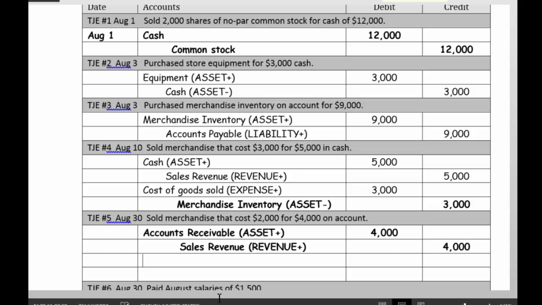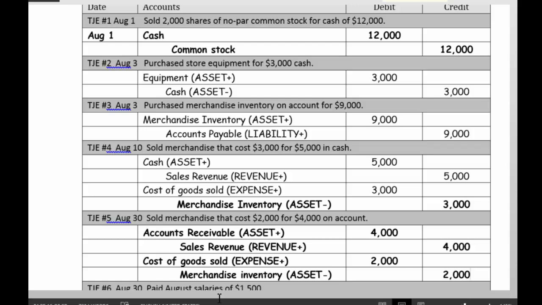Next, what's the next entry? Debit cost of goods sold. That's an expense going up. For how much? 2,000. And credit what account? Merchandise inventory. You could call it inventory if you want. I like to distinguish it from supplies inventory, so I call it merchandise inventory. That's an asset going down for 2,000.